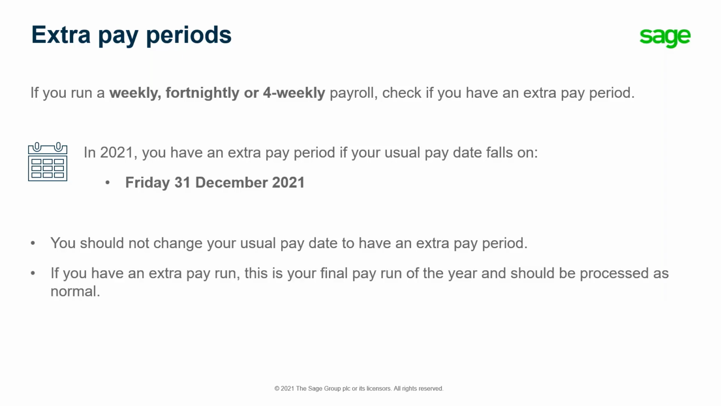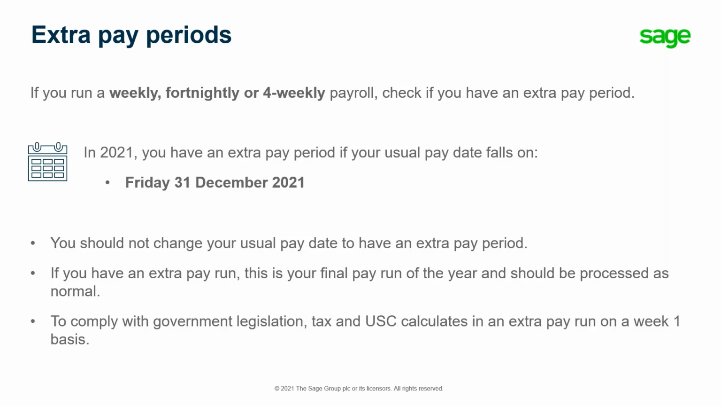If you do have an extra pay run, it will be your final pay run of the year, but should be processed as normal. And to comply with government legislation, tax and USC calculates in the extra pay run on a week 1 basis. The system will handle all of that for you, and there's nothing that you have to change in the program to ensure any calculations are correct.